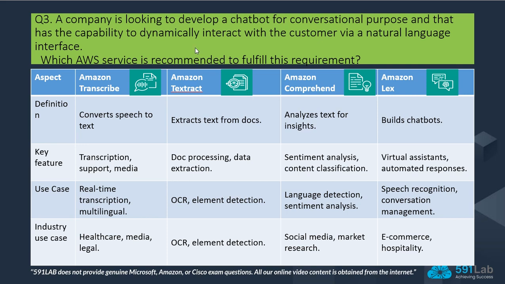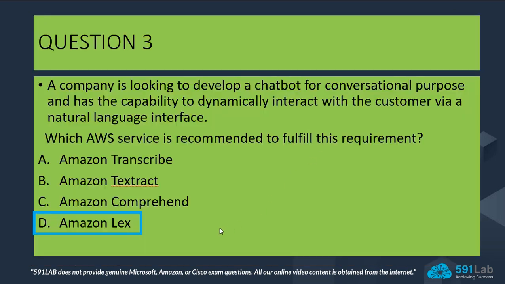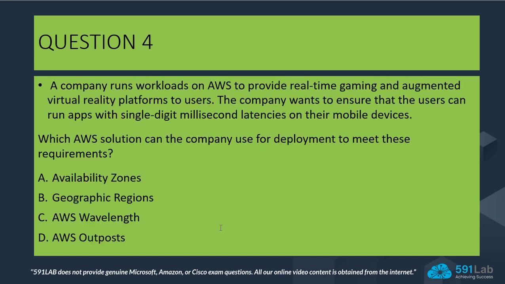But if you look at the question and try to figure out, the keyword would be to develop a chatbot for conversation purpose. And going through this chart, what you can determine is that the service that's used for building chatbots would be Amazon Lex. So from this, we can conclude Amazon Lex is the correct choice for this question. Now let's move to the other question. That's question number 4.